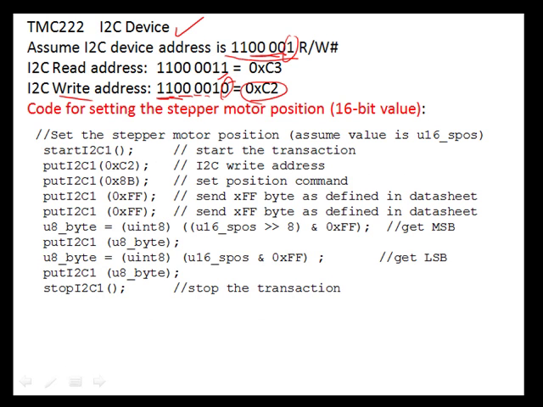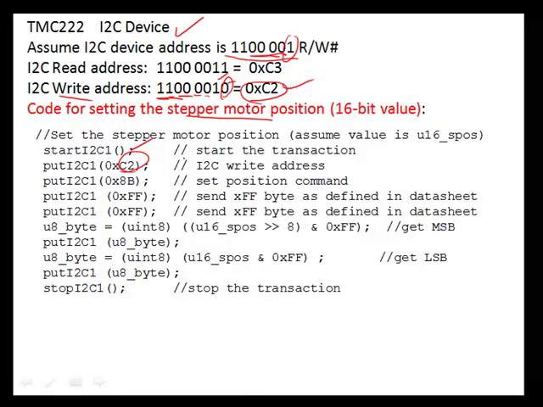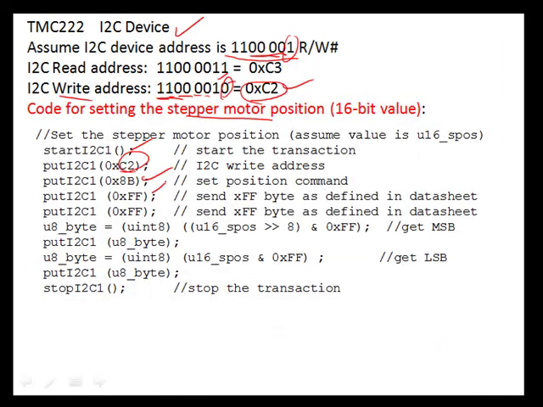So to write the code for the stepper motor position, we'll do the following. We'll do a start I2C. We'll start the transaction. We'll send this C2. We're then going to send these next 3 bytes. This 4 bits is an 8, and this one is a B, so this byte is an 8B, so we'll send the 8B. These next 2 bytes are all 1s, so this is an FF. This next byte is an FF as well, so we'll send the FF, we'll send the FF.